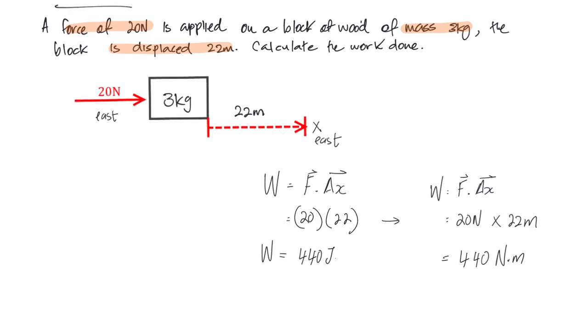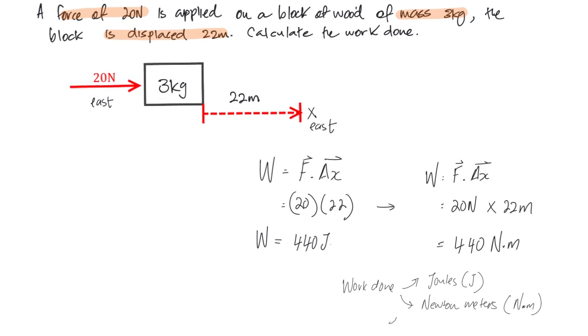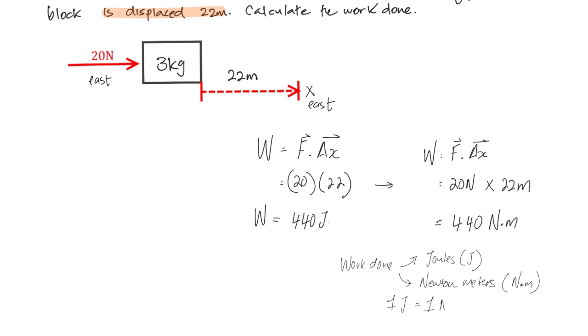So it's another unit for work done. We can say work done can be measured in joules, with a capital letter J, or in what we call Newton meters, which is capital N lowercase m. So 1 joule would be equal to 1 Newton meter. That's just another unit for work done.